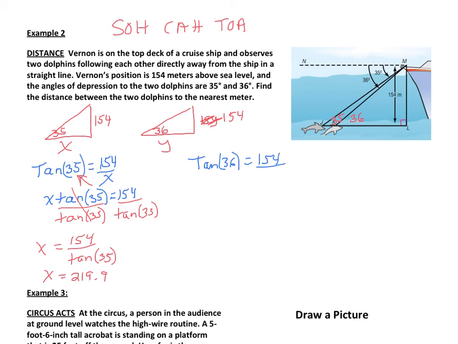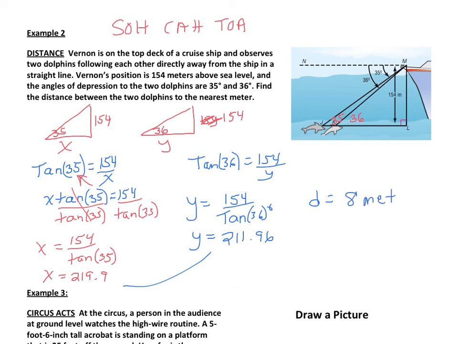154 divided by y, and we can cross multiply, and I hope you can follow the same approach. We're going to end up with 154 divided by the tangent of 36 degrees, and we can figure out that distance. And we get y of 211.96, and if we take the difference between the two, and we round to the nearest meter, we are going to round up with that distance equaling 8 meters apart from each other.